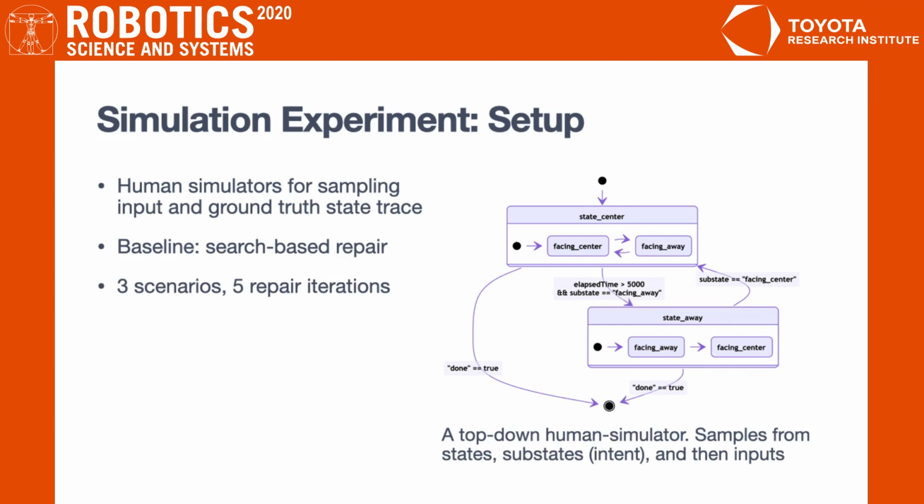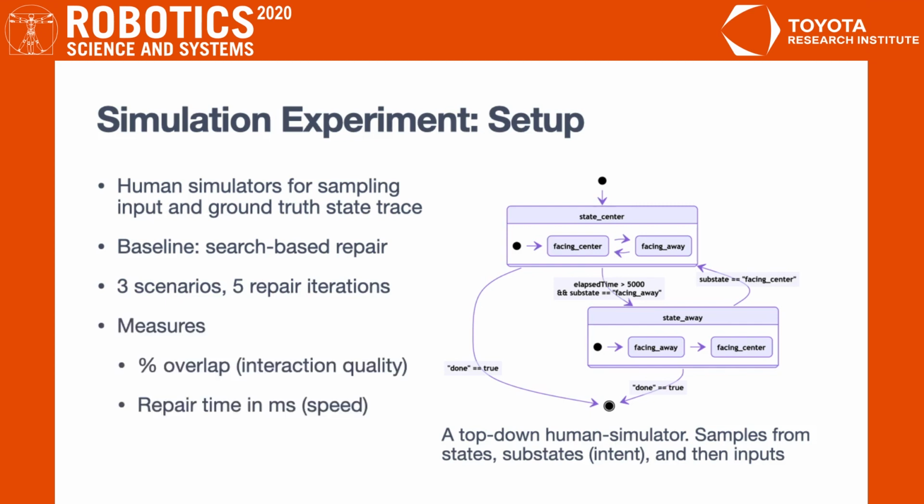We then compared the two algorithms over 3 social robot interaction scenarios over 5 repair iterations. We measured the interaction quality of each algorithm using percentage overlap between the ground truth and the repaired program's state trace. We also measured the algorithm speed using repair time.